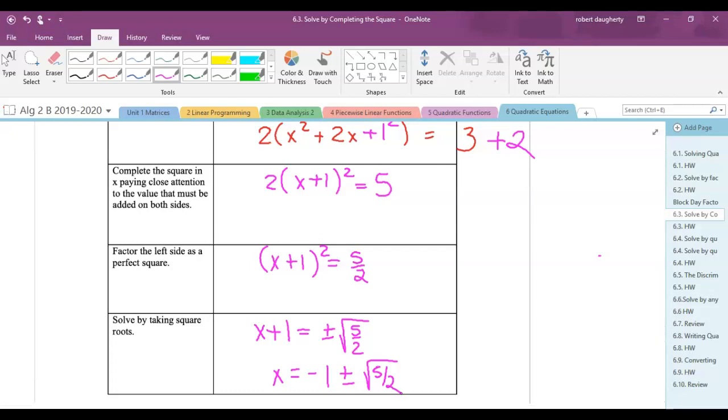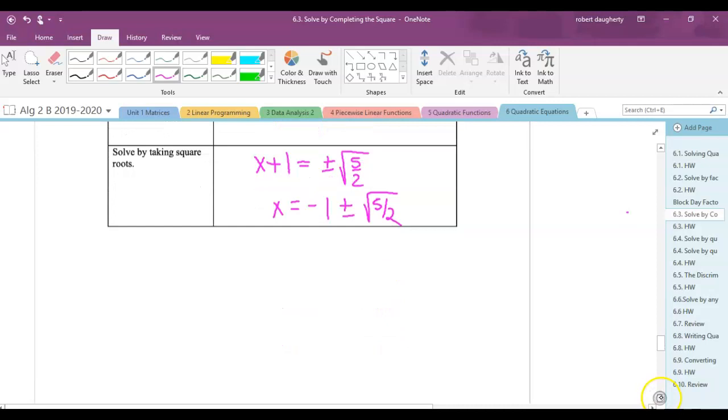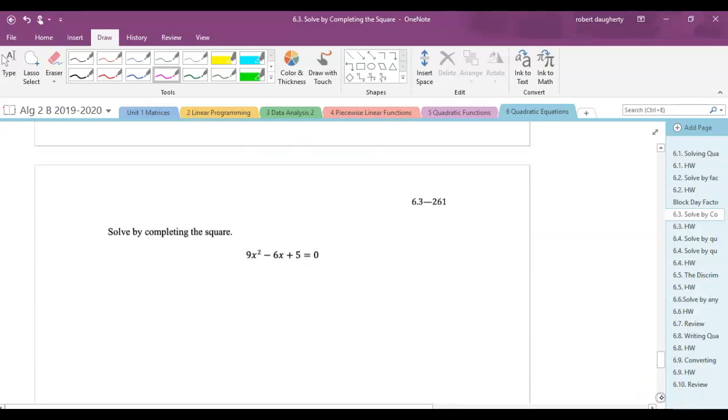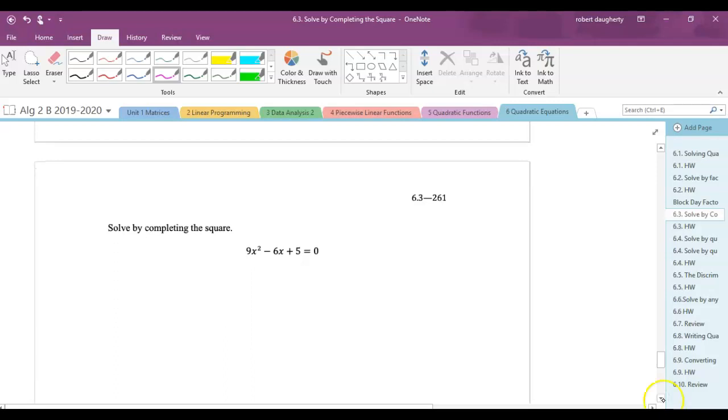Okay, this is where people tend to make mistakes in completing the square. Okay. Let me do another example. Do I have another example, or am I done with that? Yeah, I do have another example. Let's work this one.